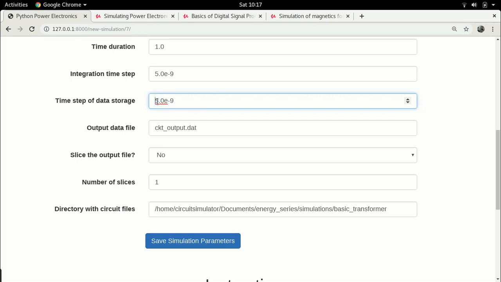You could have something like 1e-7 or 1e-8. You can experiment with this, because remember, time step of data storage determines the resolution of your plot. So if you are convinced that your plot is accurate enough, you can increase it to be able to result in lower data sizes. That does help, but I will keep it the same for now.